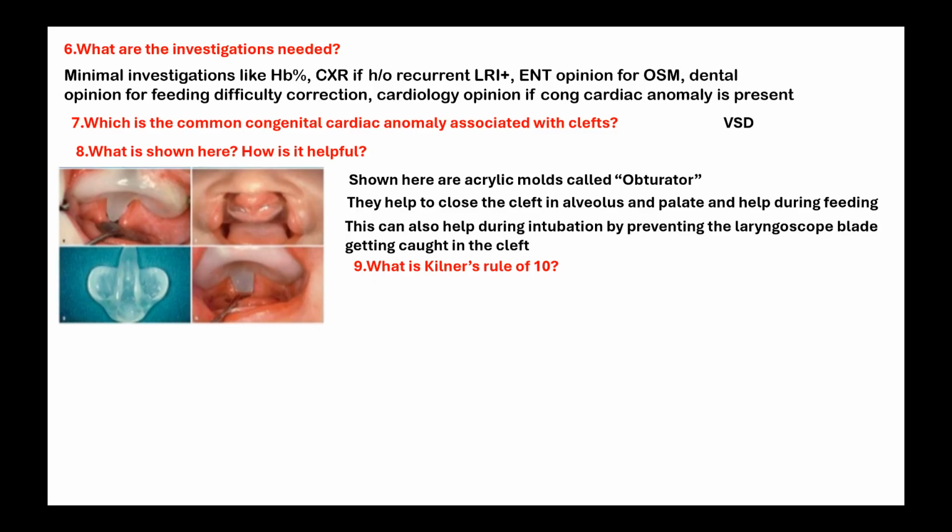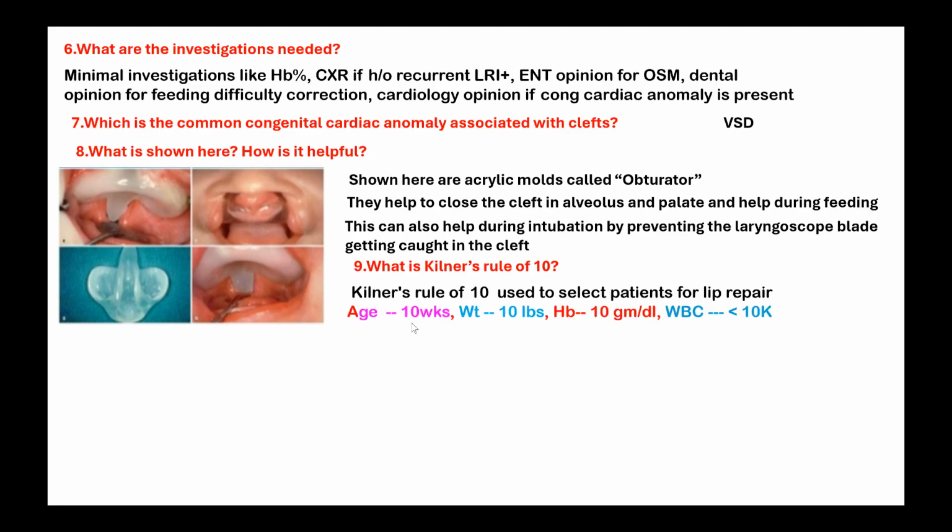And what should be the hemoglobin? 10 grams. And what should be the total count? Less than 10,000. Kilner's rule of 10 is used for selecting patients for lip repair: age 10 weeks, weight 10 pounds, hemoglobin 10 grams, WBC less than 10,000.